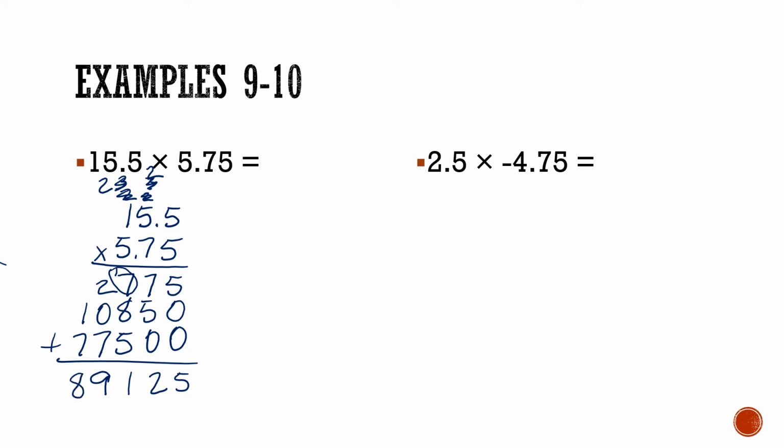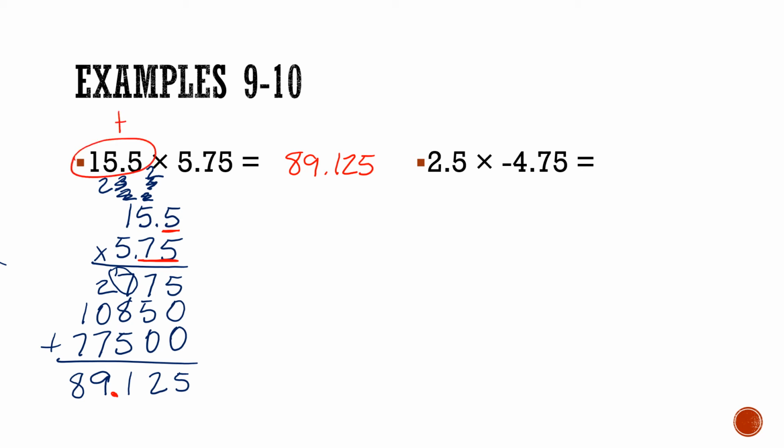Remember to count your decimal places. So 1 here, 2 here, make a total of 3. So you've got to move it over 3 places in your product. So you get 89.125. Make sure you go back to see if that's positive or negative.